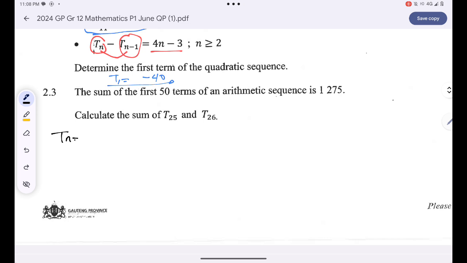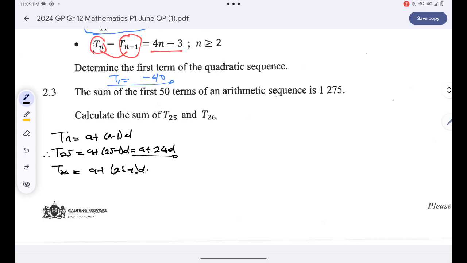It's an arithmetic sequence, right, guys? I know that Tn is equal to a plus (n minus 1)d, right? So therefore, T25 will simply be equal to a plus (25 minus 1)d, which is basically equal to a plus 24d. And then T26 is equal to a plus (26 minus 1)d, which will just give me a plus 25d.